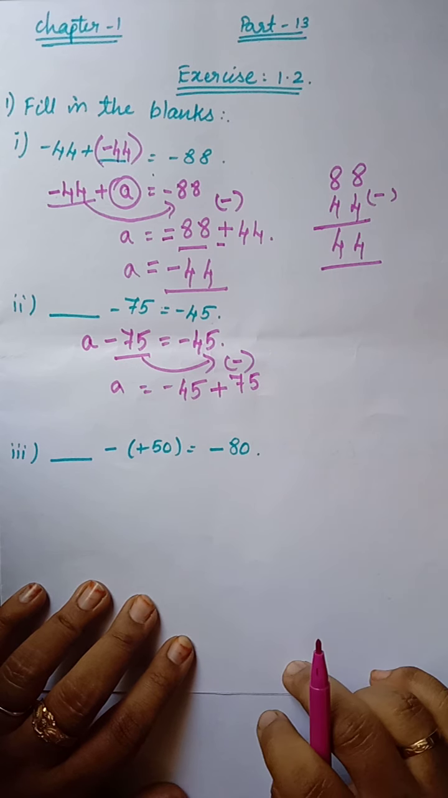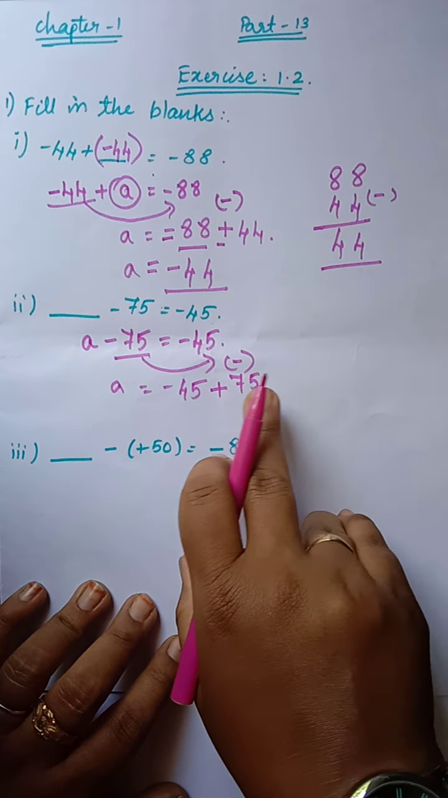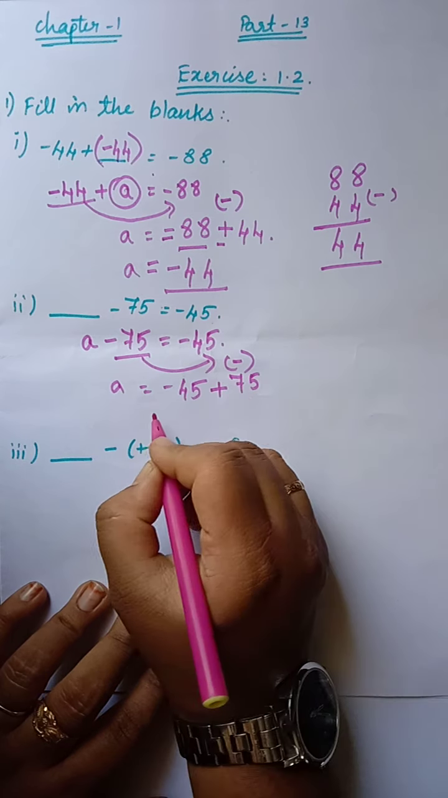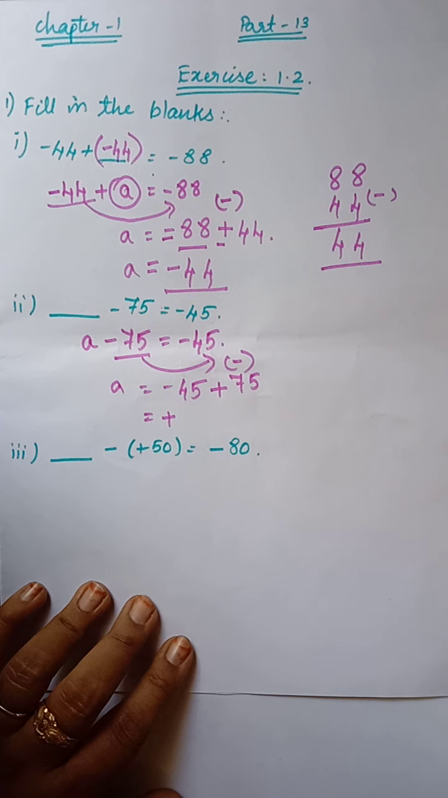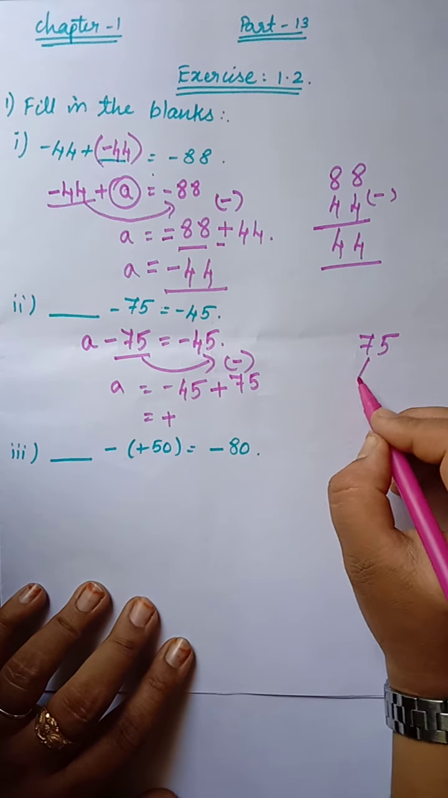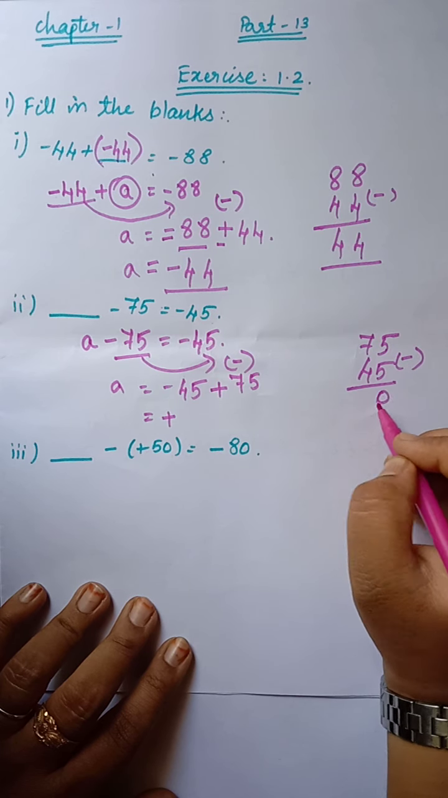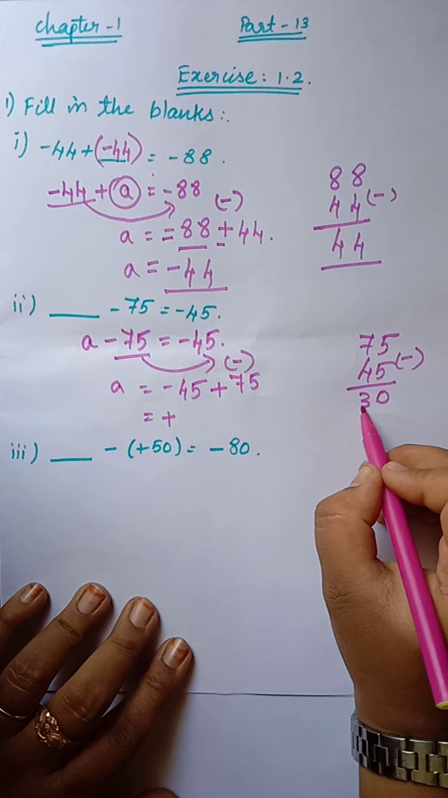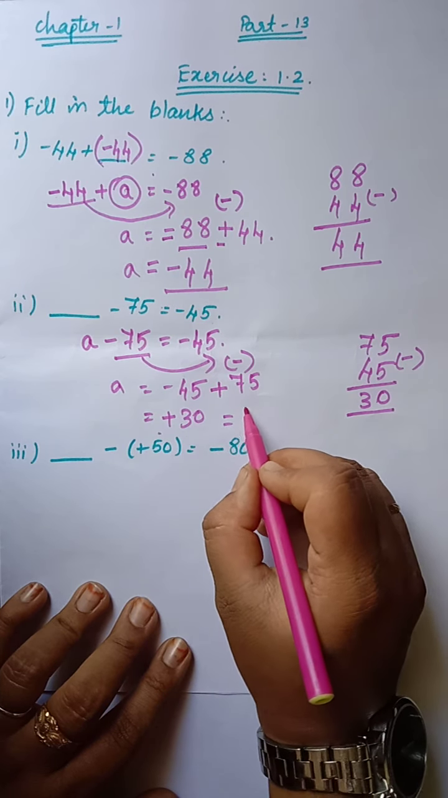Okay, then we have to see the biggest number symbol. So here the biggest number symbol is what? 75 is the biggest number, so it contains the addition symbol, so we can write it as addition. Okay, now we have to subtract the two numbers. So 75 minus 45. 5 minus 5, 0. 7 minus 4, 3. So here 30, that is plus 30, means you can simply write it as 30.